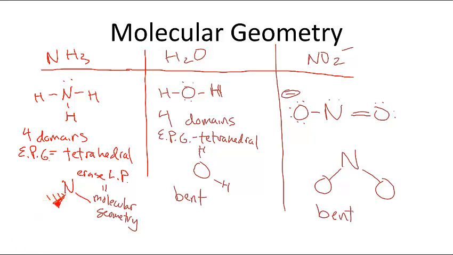But be careful. It's bent, but the angle here is very different from the angle in water. Because this electron pair geometry was trigonal planar, where the domains are 120 degrees apart. Water was tetrahedral, where they're 109.5 degrees apart. So this angle is going to be approximate. It's a little less than 109.5, but we'll talk about that later. And this angle is about 120 degrees. So they're 2 bents, but they have different bond angles because of their electron pair geometry.